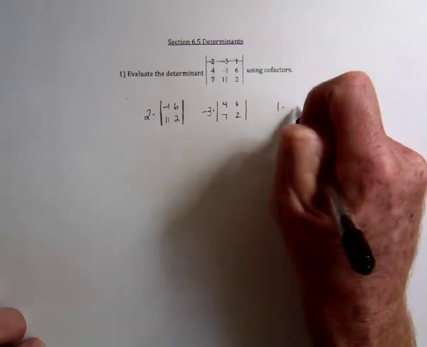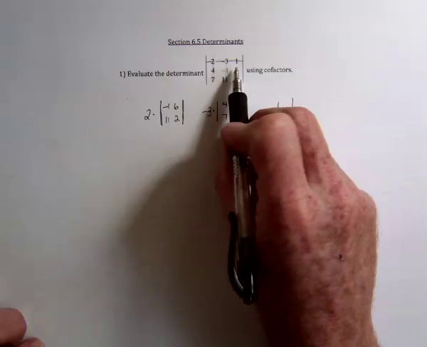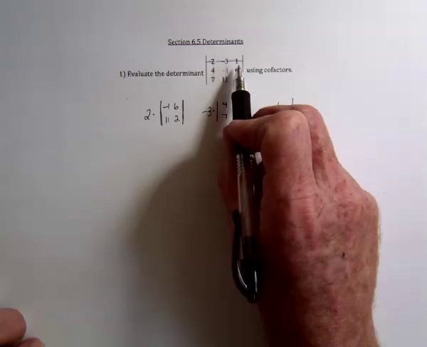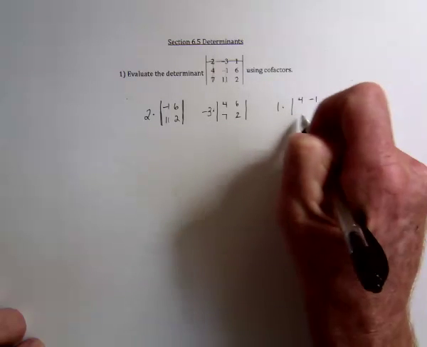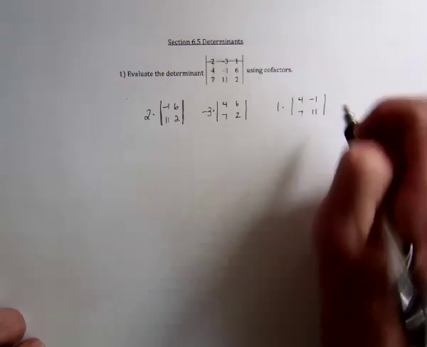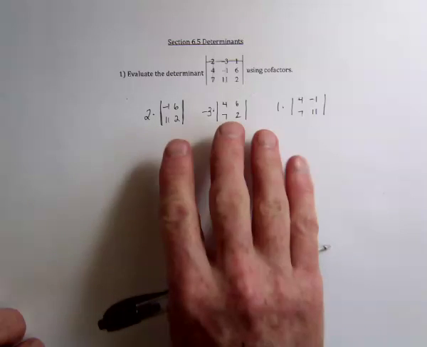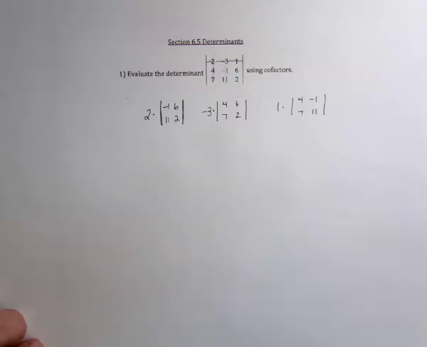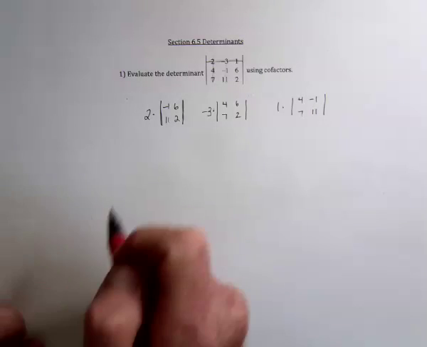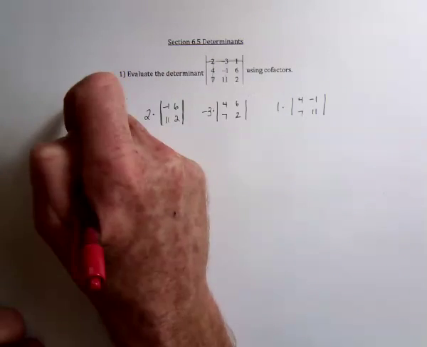So it's going to be the 1 that gets multiplied with, so if we cross that 1 out, it's going to leave 4, -1, 7, 11. And now before we compute these 2 by 2 determinants, there's one other thing, and that is the signs.